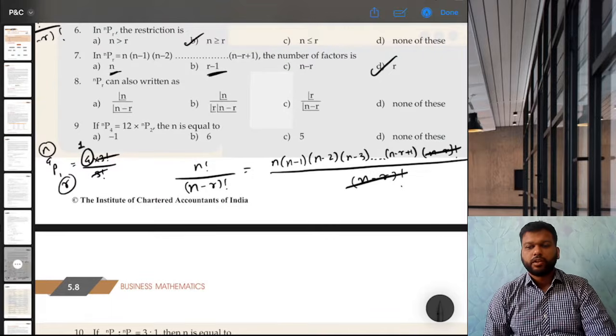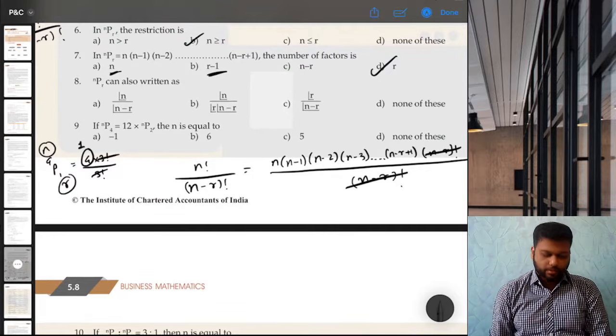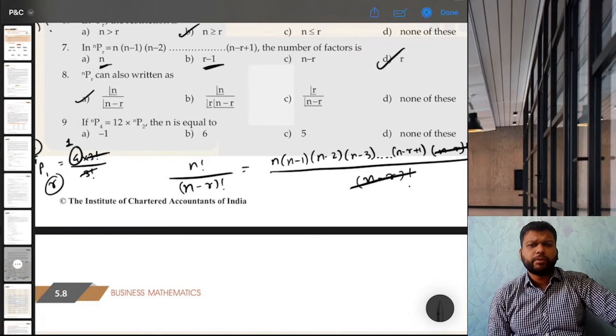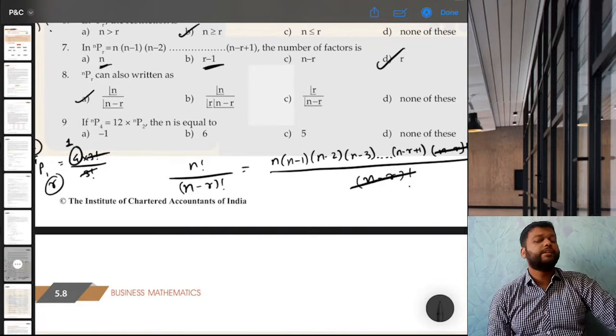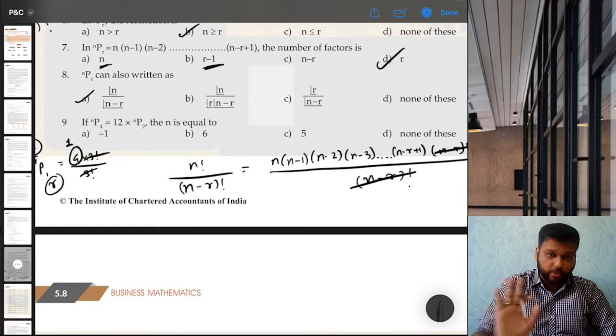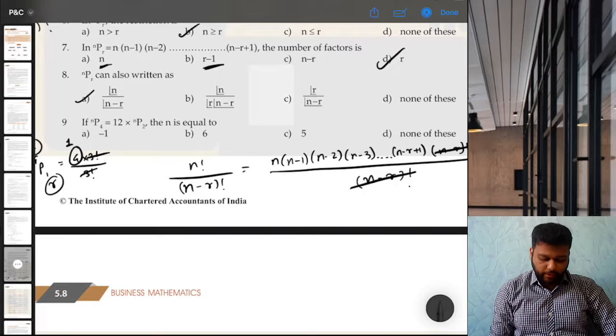Next, nPr can also be written as, so obviously A is the formula, so just take it. Ninth, if nP4 is equal to 12 into nP2, then n is equal to what? In exams, in such questions, don't solve, go by options, always go by options. So minus 1 is obviously not the answer.